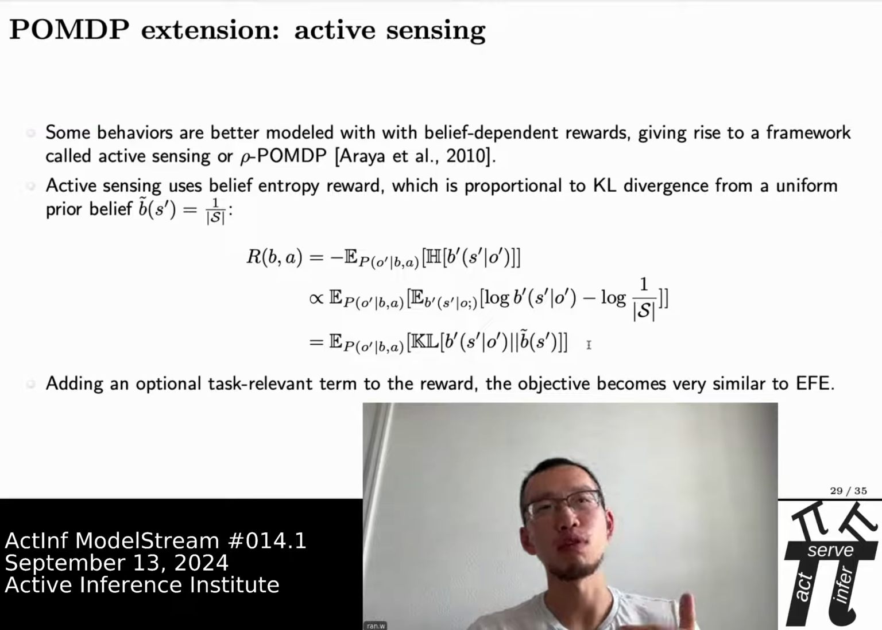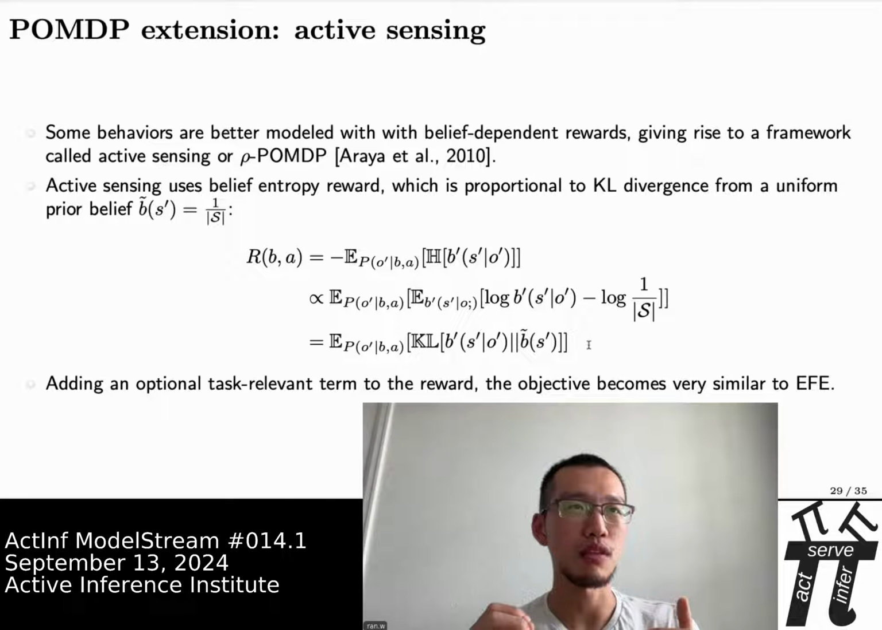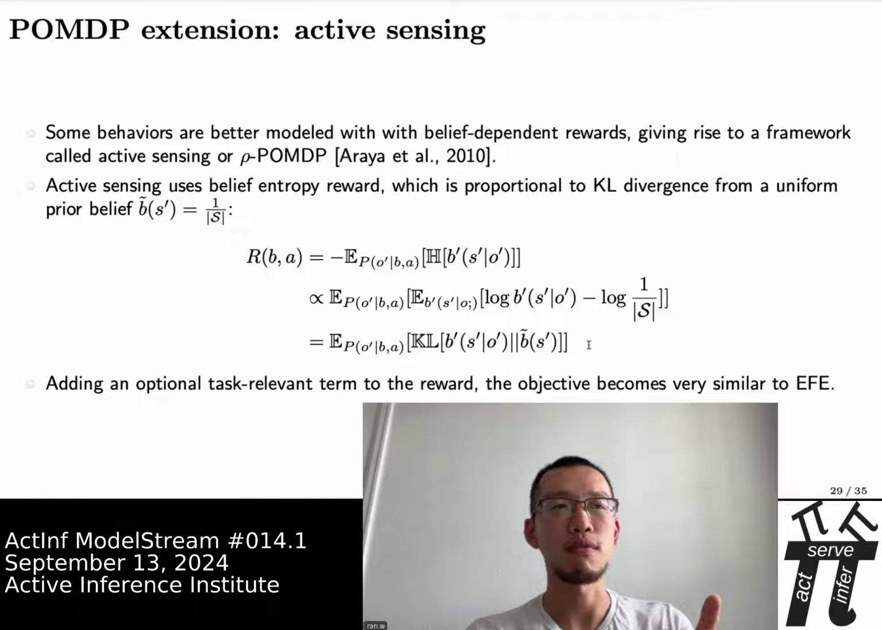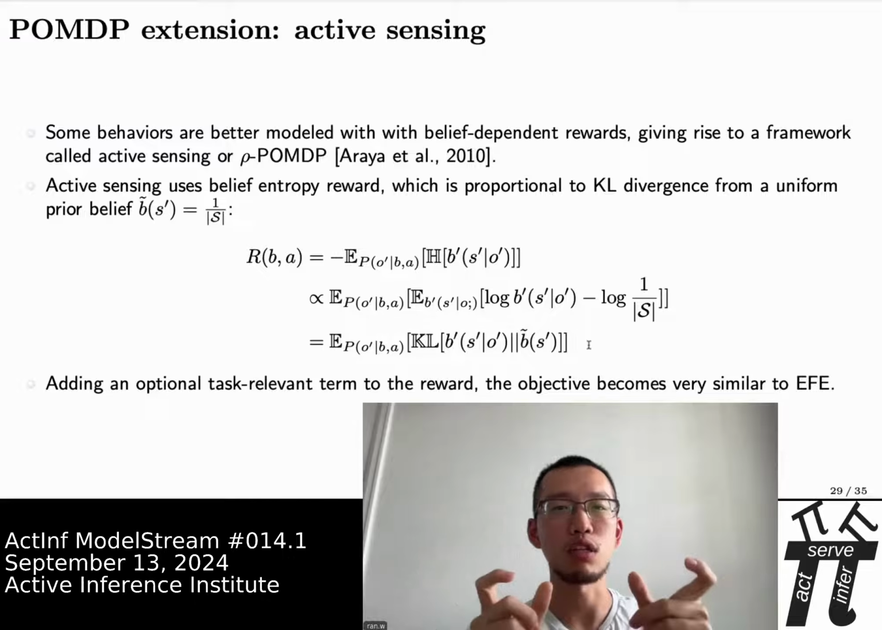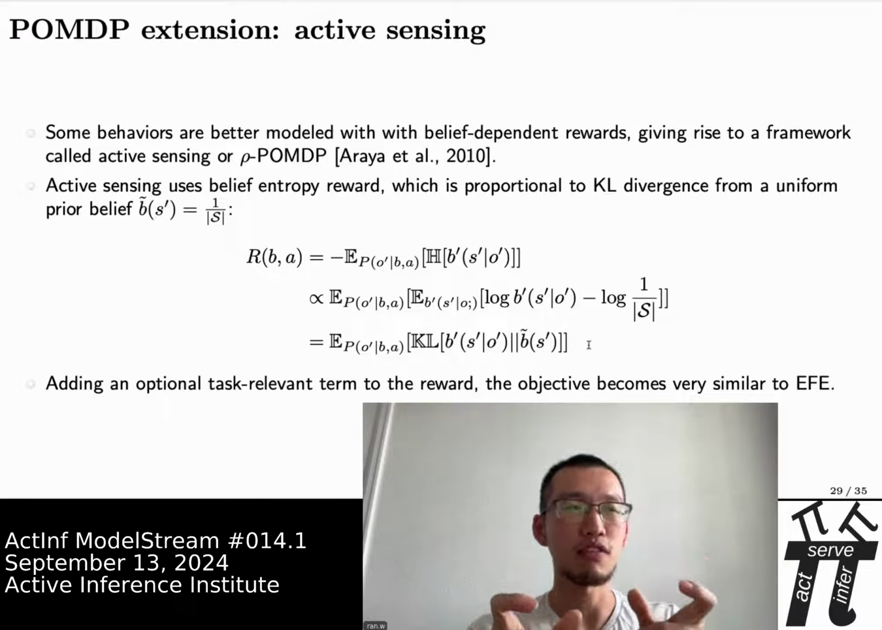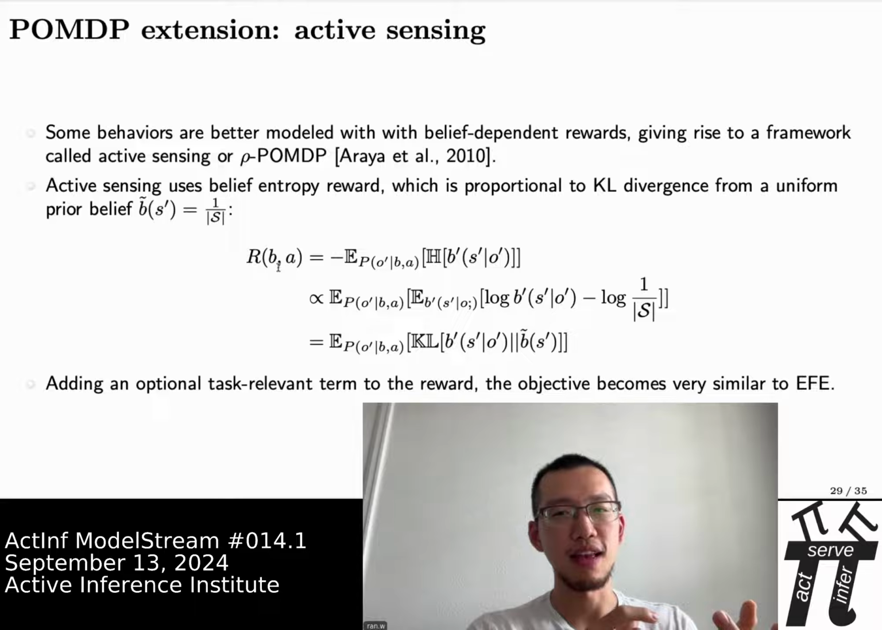And usually what people do is that instead of just minimizing belief entropy, depending on whether we have any requirements for getting rewards, we would do a weighted sum of the reward term and the belief entropy term. And when you do that, that objective is essentially the belief action reward in the EFE case.